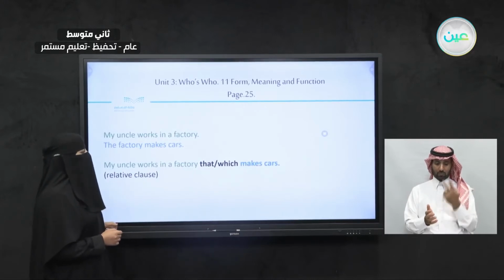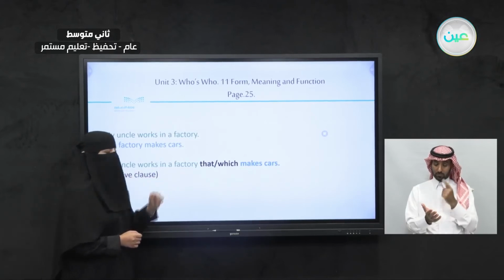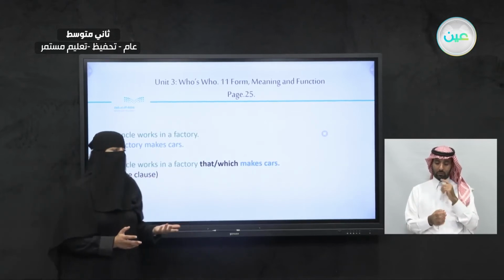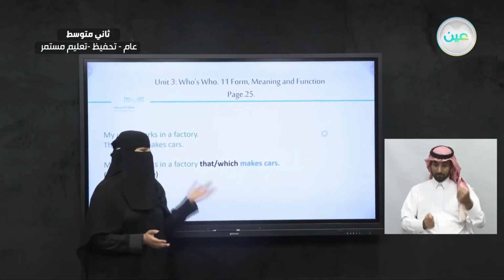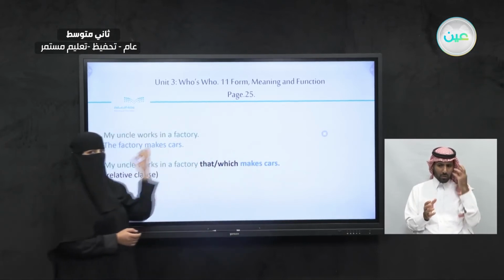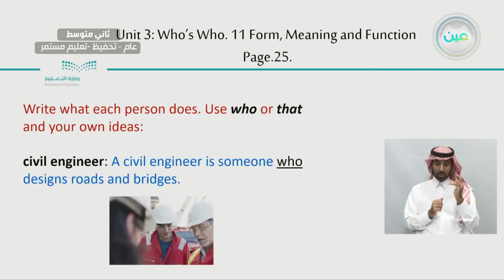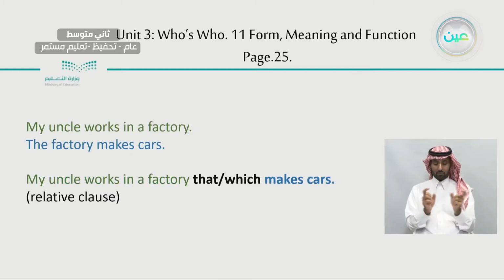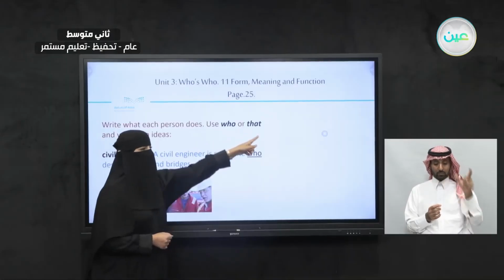Now, let's take a look at another example, or I want to show you something here. My uncle works in a factory. This is a sentence with a meaning. But when I say makes cars, it doesn't have a meaning. That's why we call this a dependent clause. It's depending on the other clause in green. Now, let's take a look at this example here. Write what each person does. Use who or that.